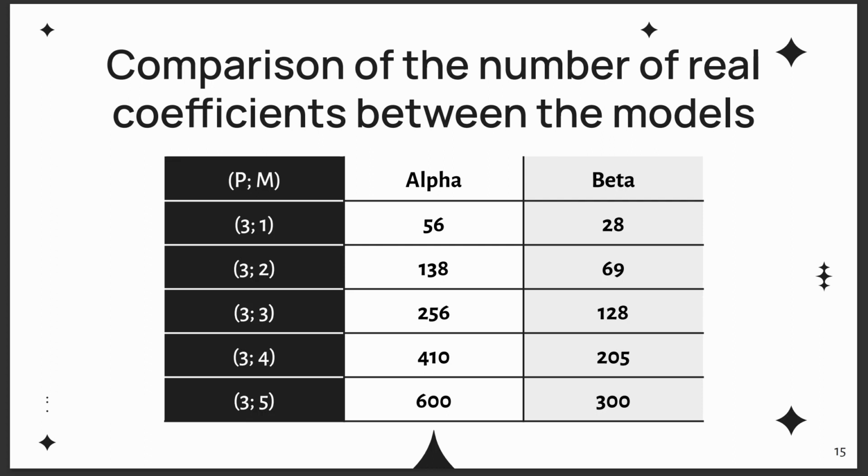Note that all coefficients from the alpha model are complex, and all coefficients from the beta model are real, so technically, both models have the same number of coefficients. But because a complex number is composed of a real and an imaginary part, each complex coefficient is equivalent to 2 real coefficients, and that's what we are comparing.